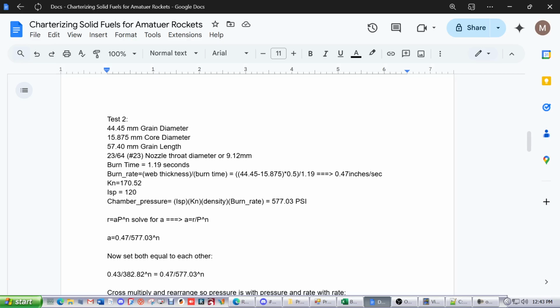Everything stayed the same except the throat diameter. And the burn time changed. Okay, go ahead and recalculate. Burn rate, we get 0.47 inches per second. Kn is different now. ISP stays constant.